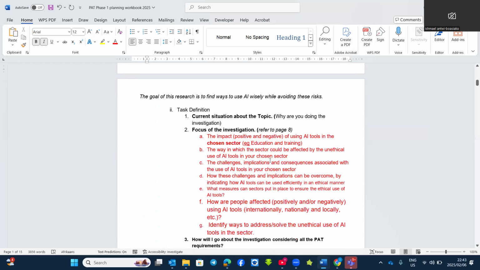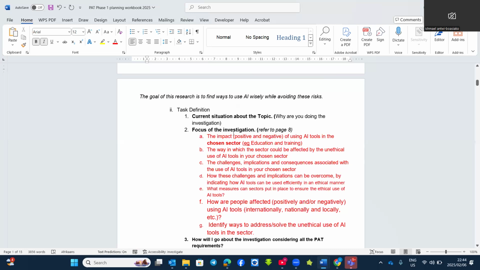So here, the task definition, we will start with the current situation. Currently, what is happening with regards to AI in the world? That's what you must discuss. So here again, you will talk about the benefits of AI, the bad side of AI, and then the ugly side of AI. In short, just a simple paragraph. And then if you wrote it in your own words, you don't need to do citation. But again, if you were assisted by any information from anywhere, you must make sure that you do citation.